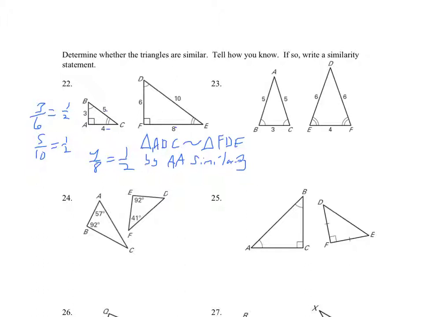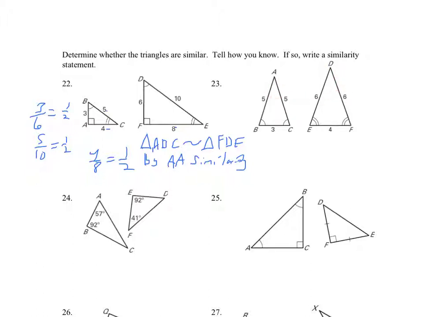Like I said, you could have also said definition of similarity, or you could have said one of our other rules. We have a couple other rules. We have SSS similarity, which says that even if you don't know anything about the angles, if just the 3 sides are in proportion, that's enough, even if you don't know anything about the angles. That'd be SSS similarity. So let's apply that to number 23.